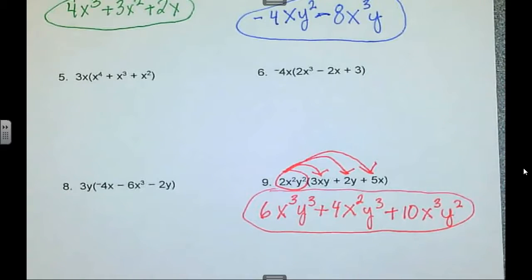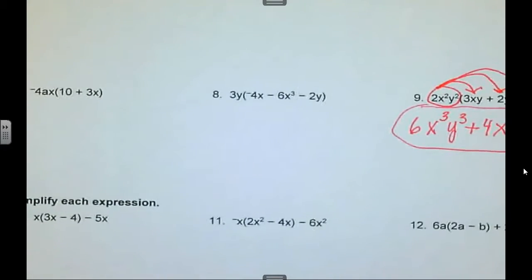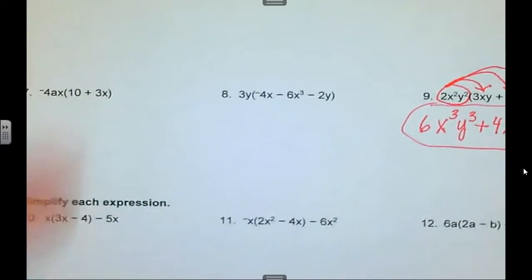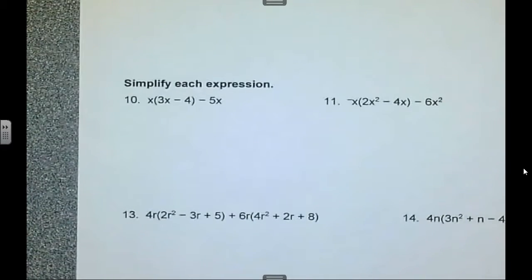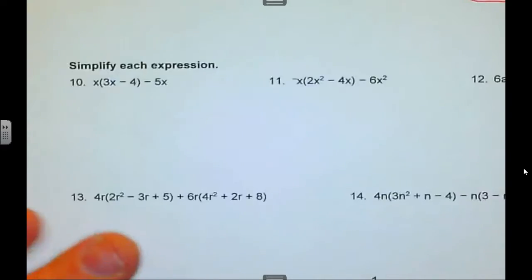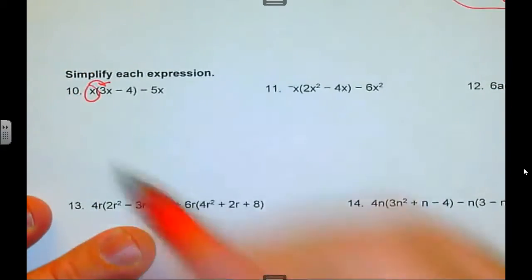Okay. Now, the next section, mine's on separate sheets, 10 through 18, it says simplify each one. So what do you think is going to happen after you distribute? Combine like terms. Awesome.